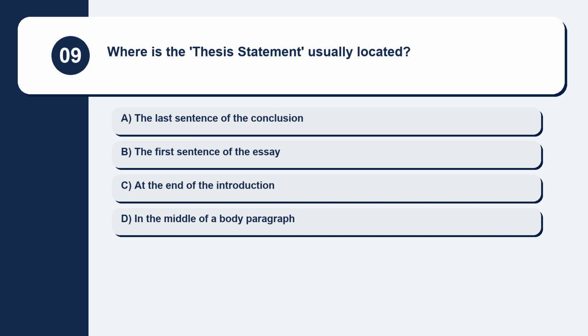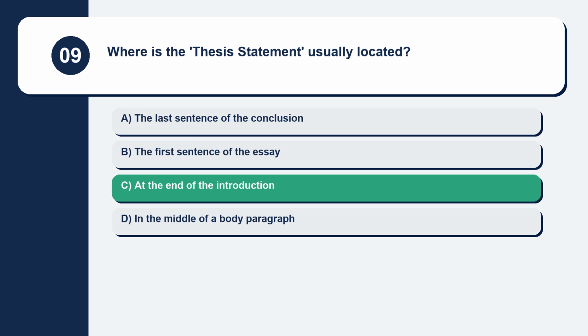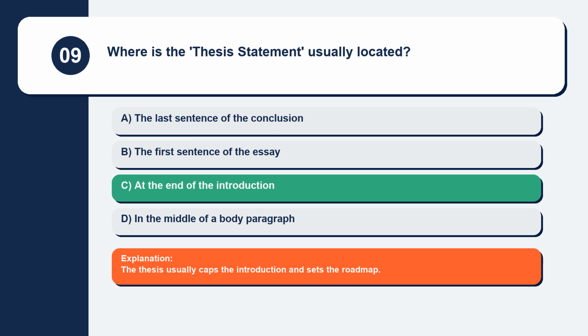Question 9. Where is the thesis statement usually located? The last sentence of the conclusion. The first sentence of the essay. At the end of the introduction. In the middle of a body paragraph. The thesis usually caps the introduction and sets the roadmap.